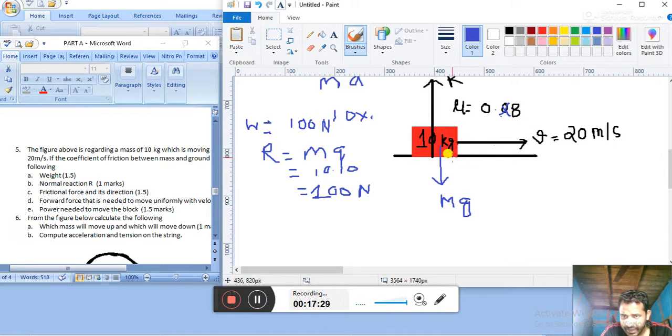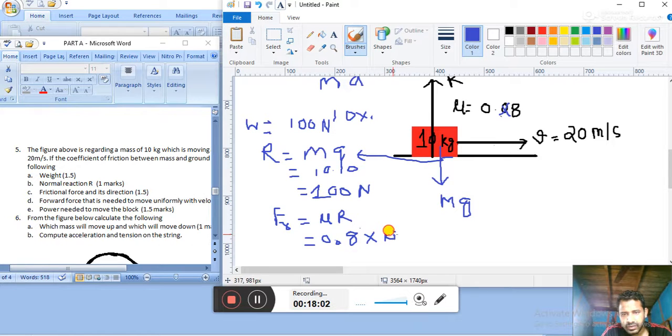Now second, what is the frictional force and its direction? If the body is moving this side, then obviously the frictional force acts in this direction. Fr equals mu R, which equals mu into normal reaction. Now what is the value of mu? I have changed the value of mu to 0.8, so use that value. 0.8 into 100, and you get 80 as the frictional force. You should say 80 newtons.